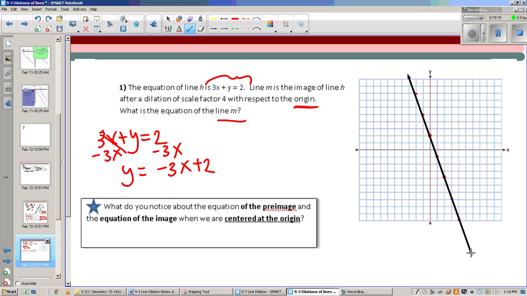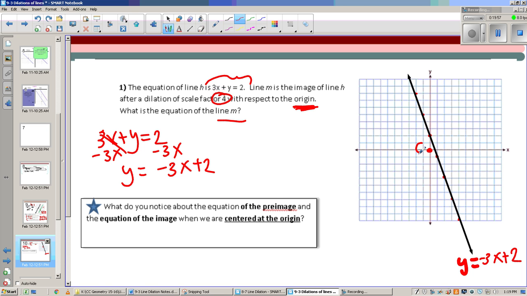There you go. Okay, so this is the original line, y equals -3x plus 2. Now what I want to do is find the equation of line M. Line M is the image of H after a scale factor of 4 with respect to the origin, right? So the center of dilation is the origin.